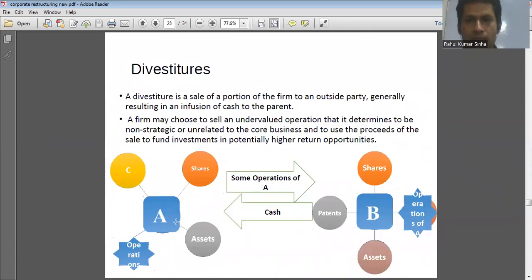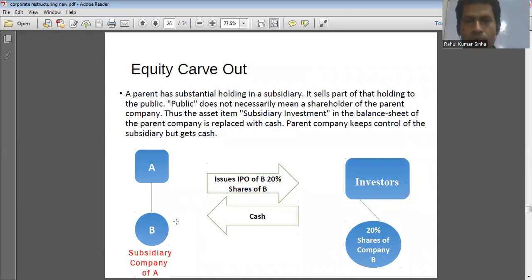And divestitures: what is happening in divestitures? The company is selling a unit of the business to another business because that unit is not making profit for the company. An equity carve out: in this case, the parent company having the shareholding in the subsidiary company is selling it to another company and getting cash in return. This is equity carve out. So this is all about the things which I had to cover in this video.